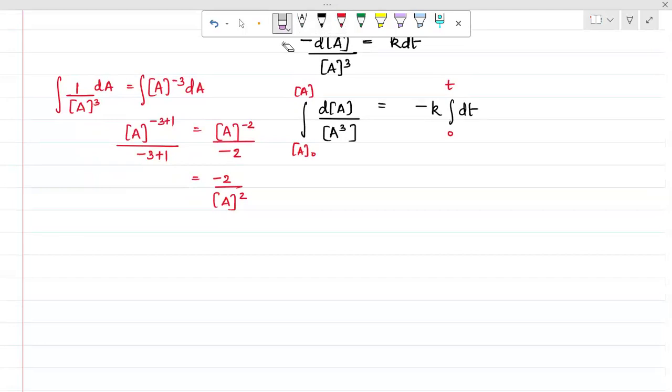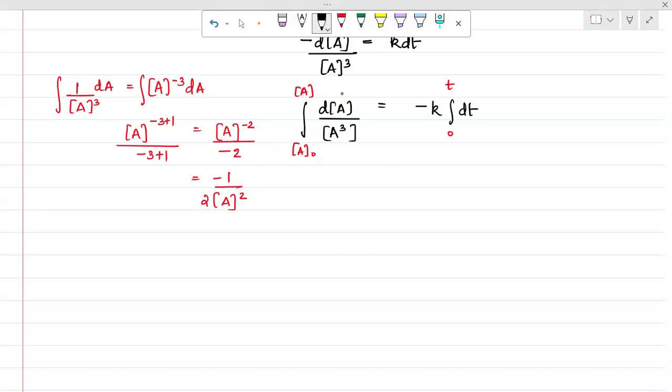Sorry. Minus 2 won't come to the numerator like this. Okay. Minus 1 by 2A squared. So this power, which is A to the power minus 2, upon taking it to the denominator, will become A to the power plus 2. Okay, that's all.